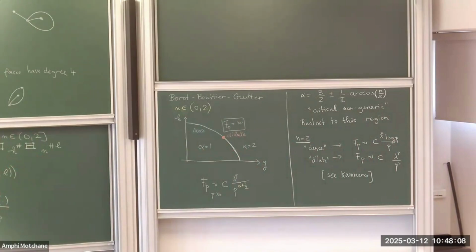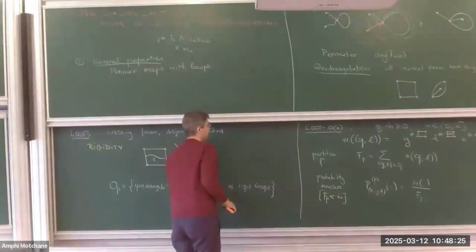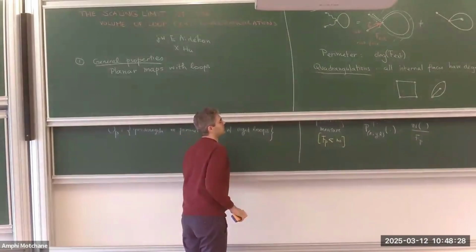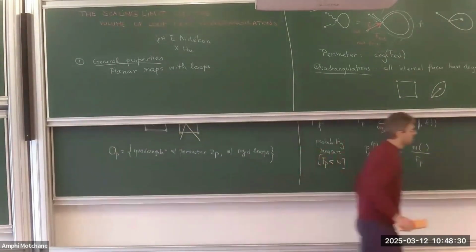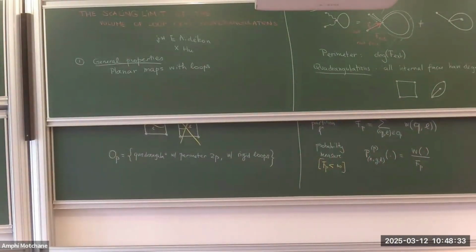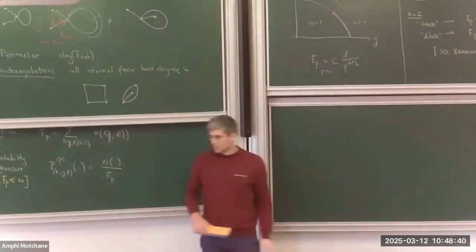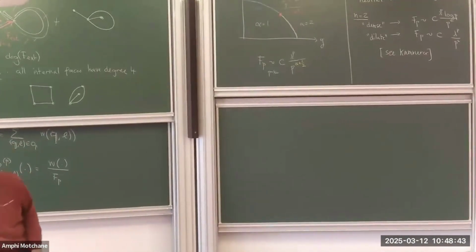Okay, so that's the first basic properties of the model. Are there any questions on this part of the model? So if not, I'm going to describe what we say about the volume of these maps.